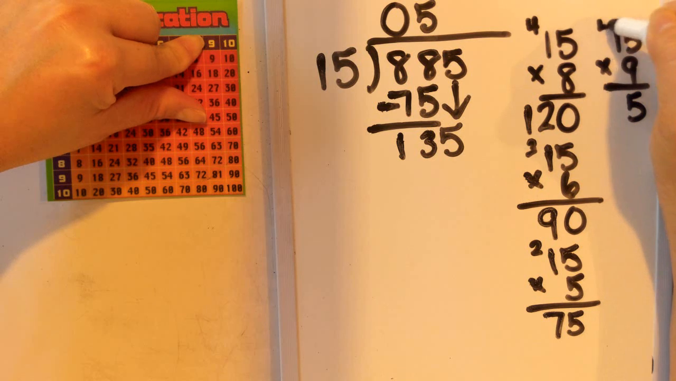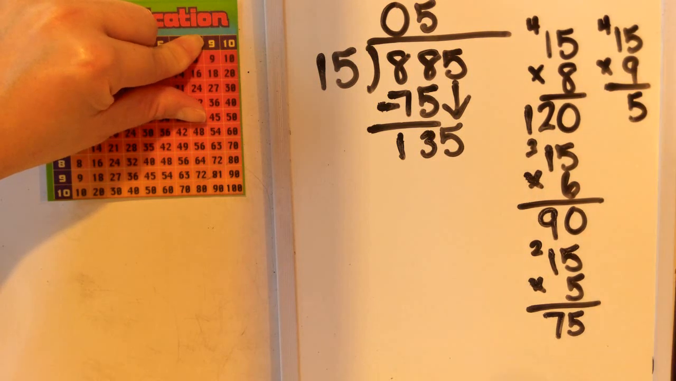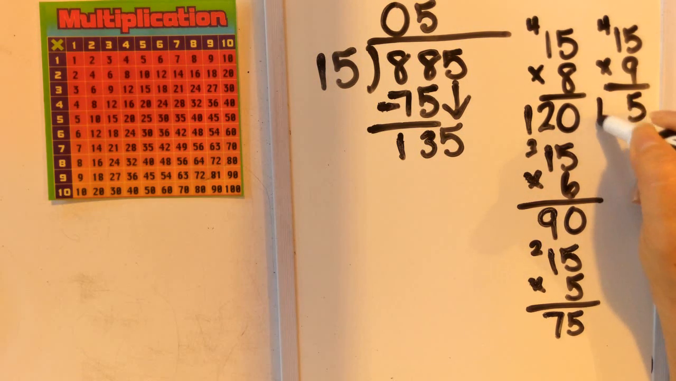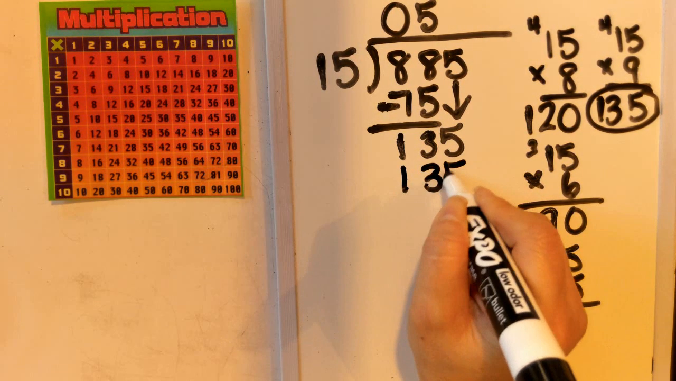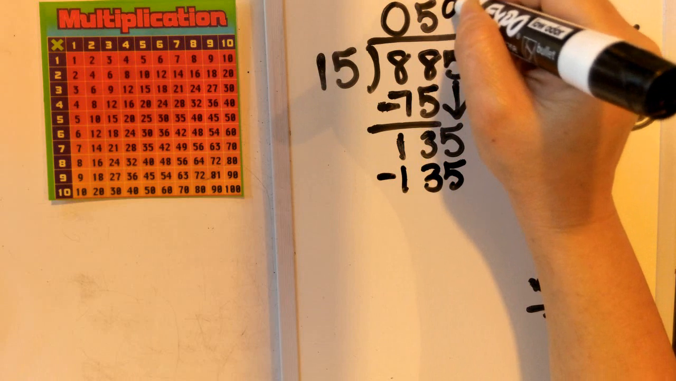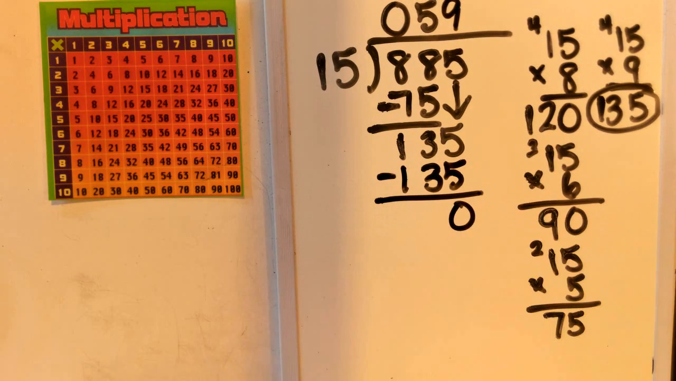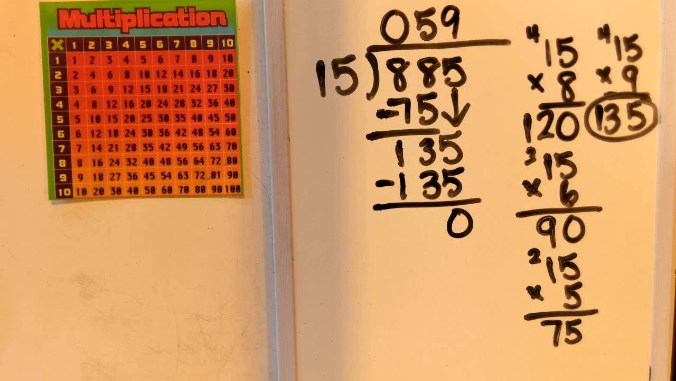I put the 5 down and bring the 4 over. 9 times 1 is 9, plus the 4 is 13. And voila, that is exactly the number of marbles that I need. So here, I have just completed my first division problem using the multiplication chart.